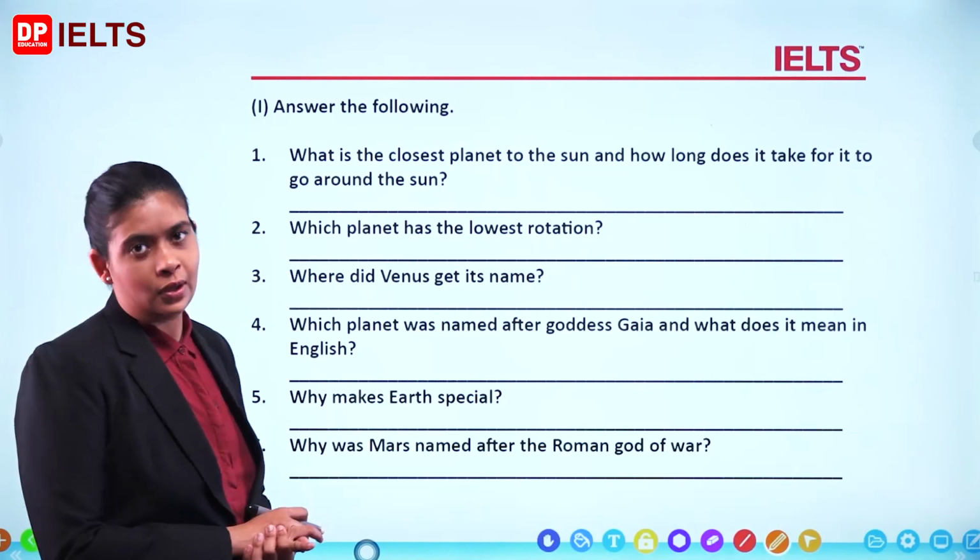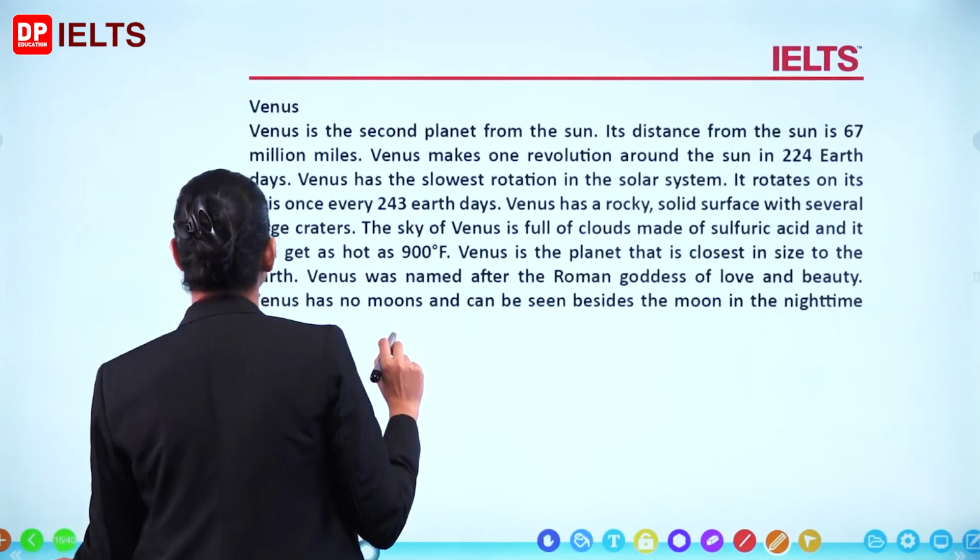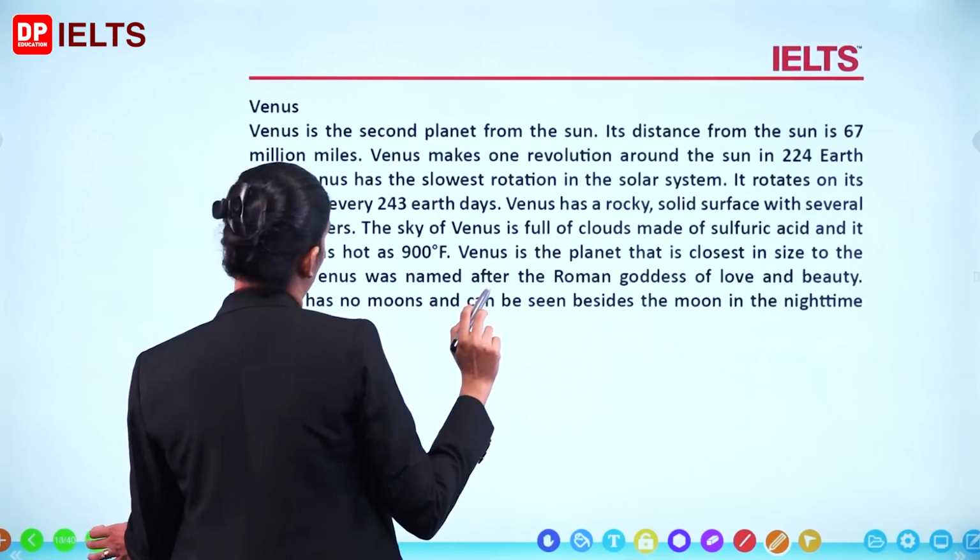අපි බලමු. What is the closest planet to the sun? Sun එකට closestම planet එක මොකද්ද? බලමු. Mercury is the closest. ඉතින් එතකොට අපිට කියන්න පුළුවන් Mercury.